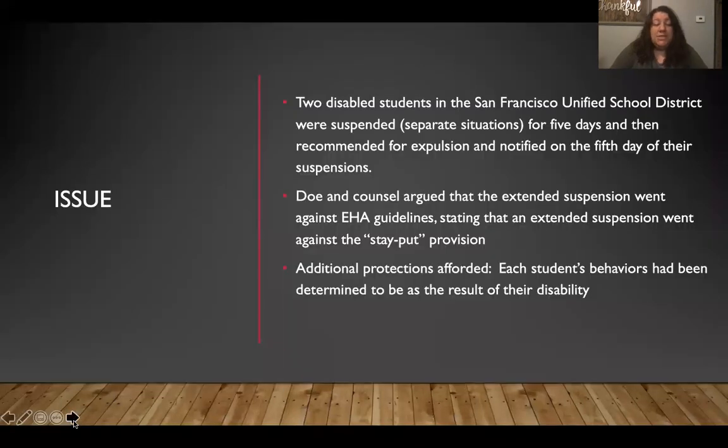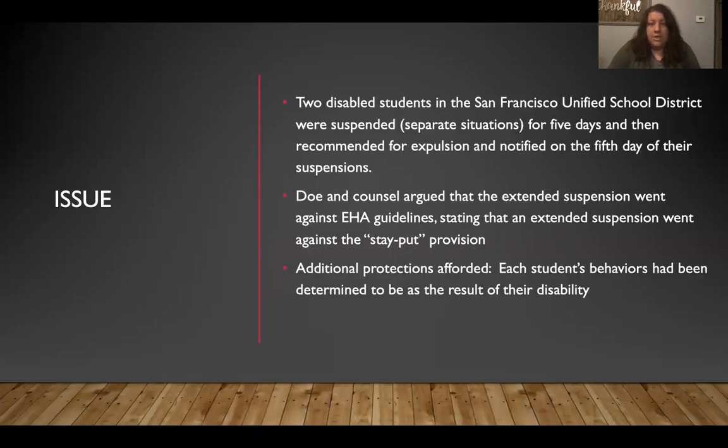So what was the issue for Honig versus Doe? The issue was that two disabled students in the San Francisco United School District were suspended, separate situations, for 5 days each, and then recommended for expulsion and notified on the 5th day of their suspension, which elongated their suspension indefinitely until the conclusion of the expulsion hearing.